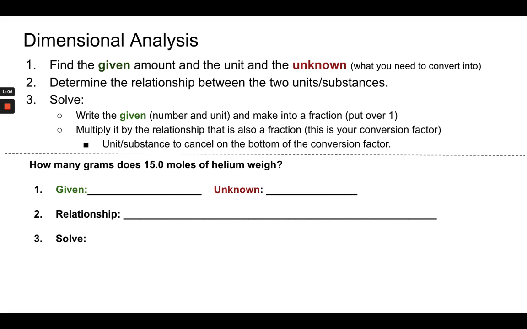So the first step is to read the problem and identify what you're starting with, what you're given, and also the unit or the unknown, what we'd like to convert into. How many grams does 15 moles of helium weigh? The given in this problem is 15 moles of helium. The unknown in this problem is grams of helium. That means we have to convert moles of helium to grams of helium.